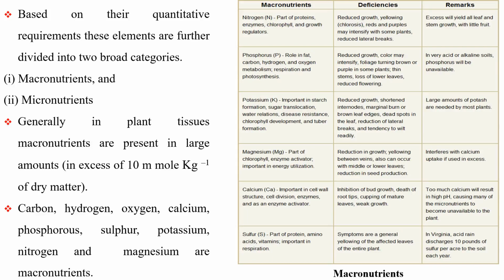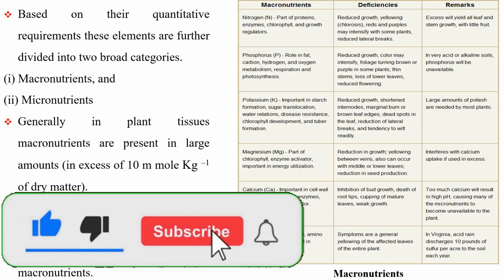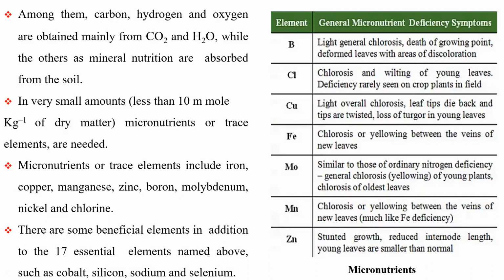Carbon, hydrogen, oxygen, calcium, phosphorus, sulfur, potassium, nitrogen, and magnesium are macronutrients. Among them, carbon, hydrogen, and oxygen are obtained mainly from carbon dioxide and water, while the others are mineral nutrients absorbed from the soil. In very small amounts, micronutrients or trace elements are needed.